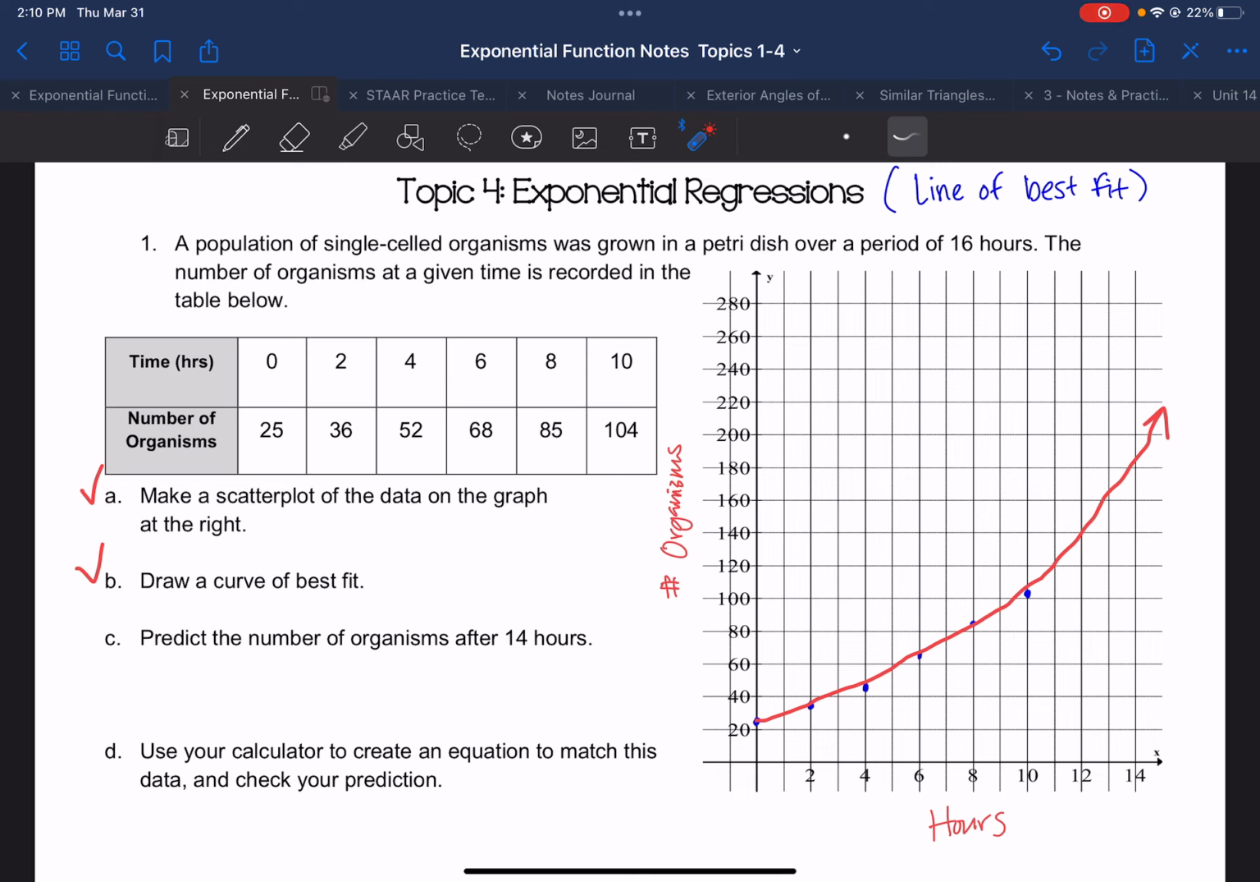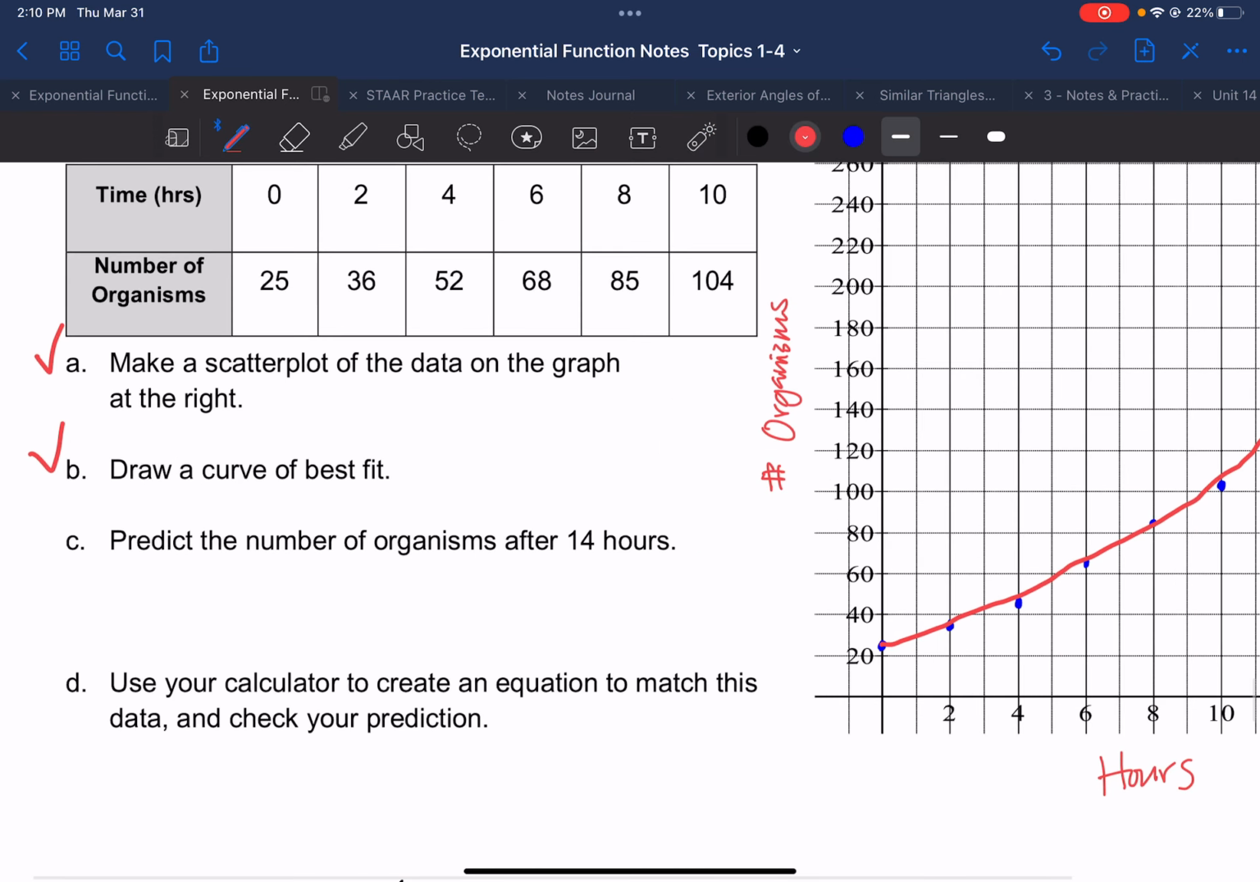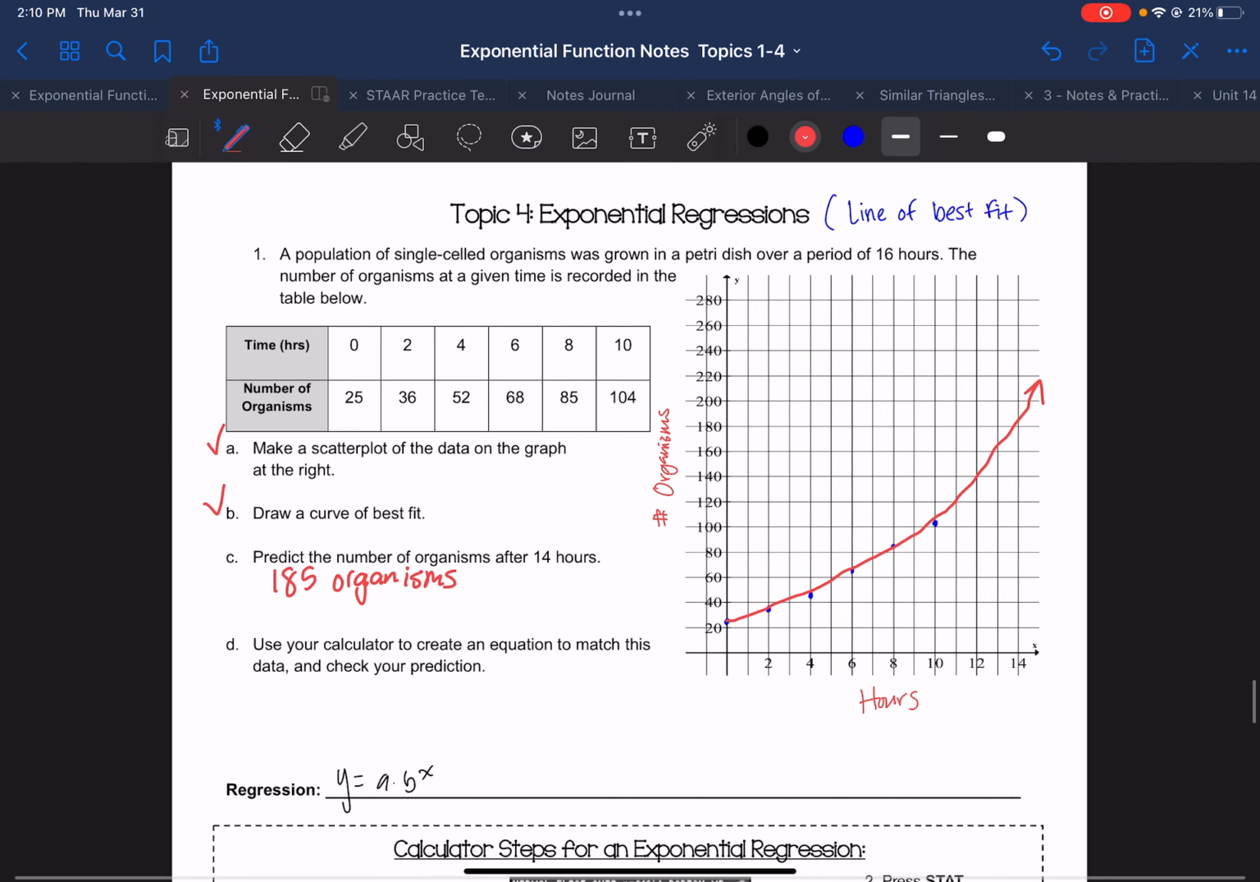After 14 hours. Well, let's just think about this. We need to go to our x-axis, find 14 hours, which is right here, and follow this up until we hit our curve. I hit my curve right here. And so I need to estimate what this y value is. I'm going to go somewhere above 180. 190 is half, so I'm going to say 185. So using the curve that I made, I'm going to say 185 organisms. That's my prediction based off the graph.